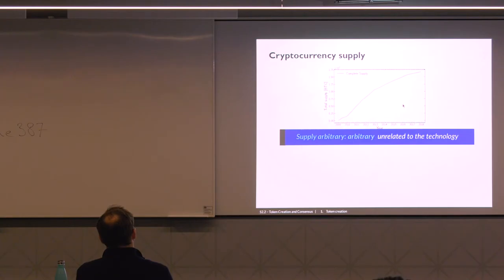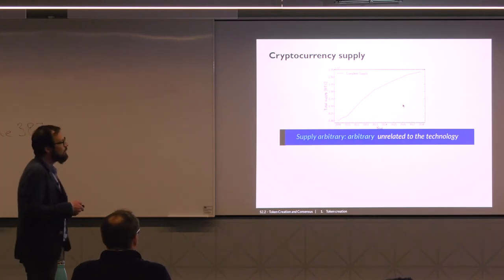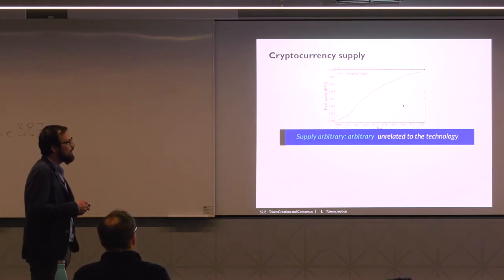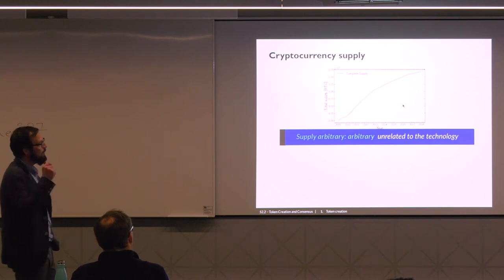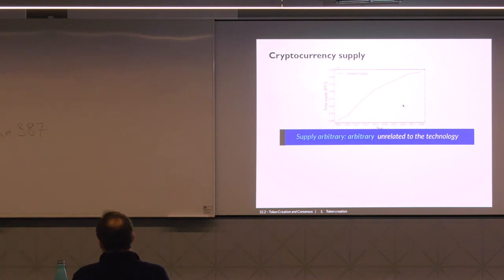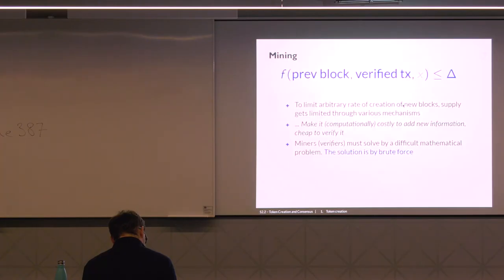What I am plotting here is the total supply in the most well-known example, that of Bitcoin. In Bitcoin, originally, every time a block was found, the reward was 50 Bitcoins, and there is a supply policy that says that basically every 4 years, the amount of Bitcoins rewarded for the creation of a new block is halved.